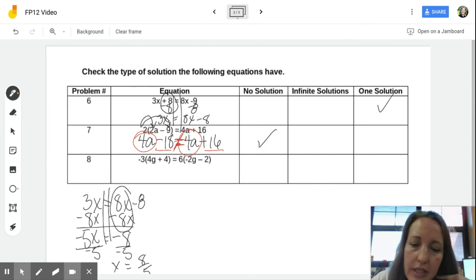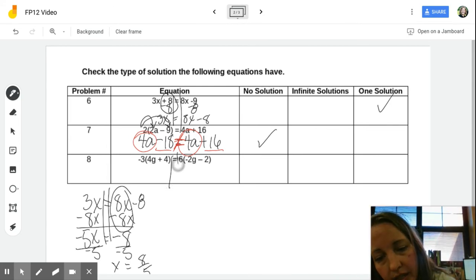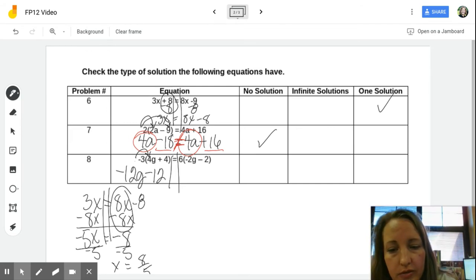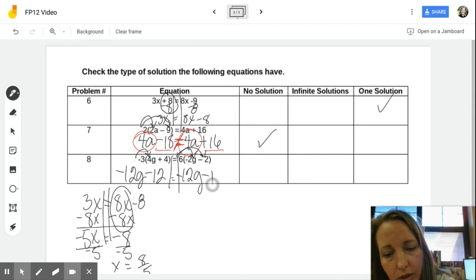Let's do the next one. We're going to distribute again, okay? On the left, we get negative 3 times 4 is negative 12g. Now, a negative times a positive is a negative, so minus 12. That's negative 3 times a positive 4. So here we have 6 times a negative 2g is negative 12g. And then we have 6 times a negative 2, we have minus 12.